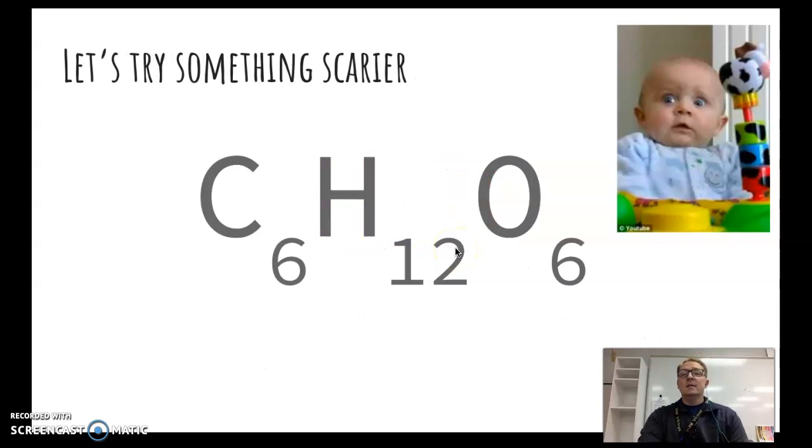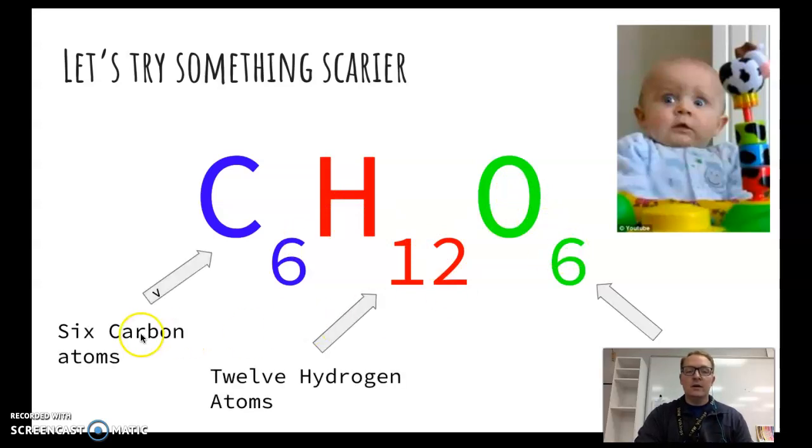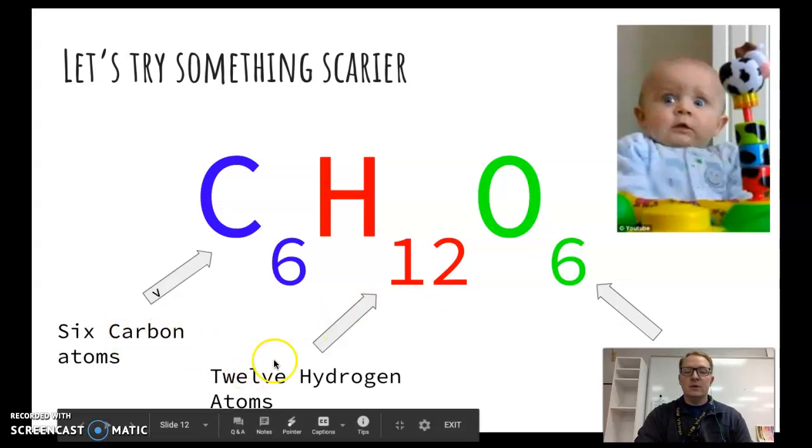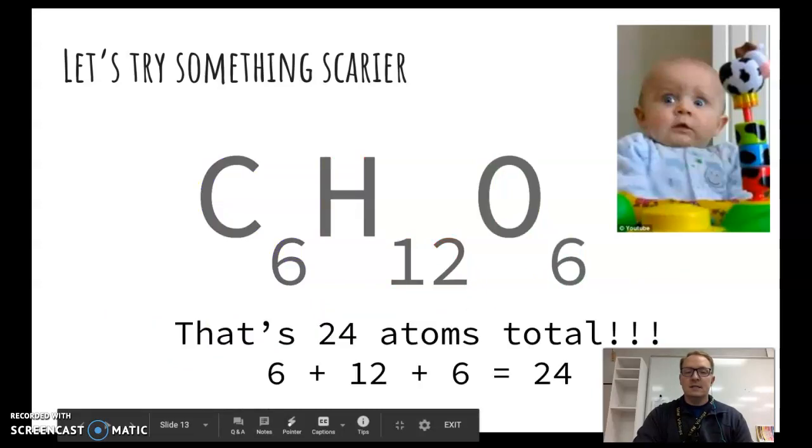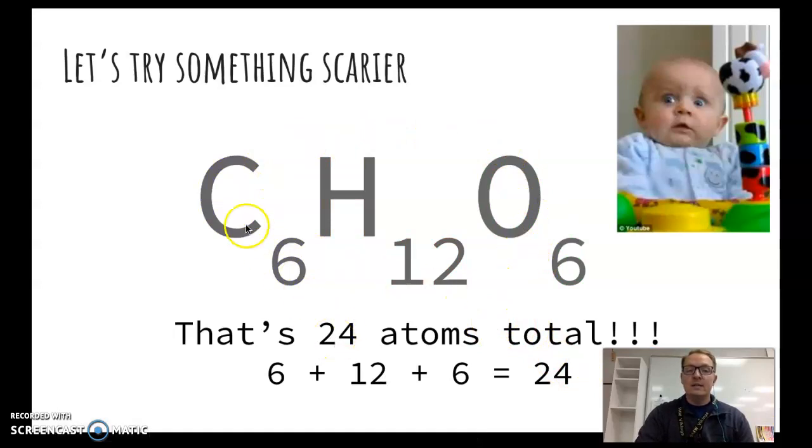All right, something a little crazier, a little scarier. If you look here, we have carbon, but we have 6 of them, hydrogen, and we have 12 of them, and oxygen, we have 6 of them. So for a total here, 6 plus 12 plus 6 gives us 24 total atoms. There's 24 atoms here: 6 of the carbon, 12 hydrogens, and 6 of the oxygens.